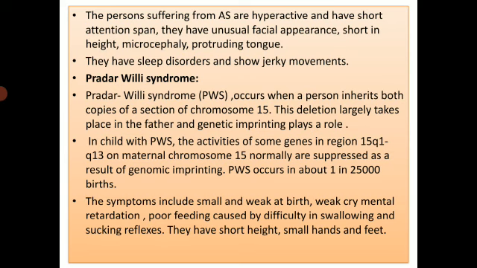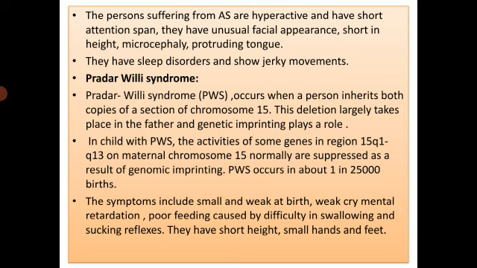This deletion, section of chromosome 15. Okay. Now this deletion largely takes place in the father, and genetic imprinting plays a role. In a child with PWS, that is Prader-Willi syndrome, the activities of some genes in the region 15q11 to q13 on the maternal chromosome 15 normally are suppressed as a result of genomic imprinting, and this syndrome occurs in about 1 in 25,000 births.